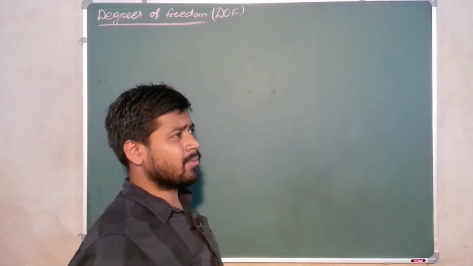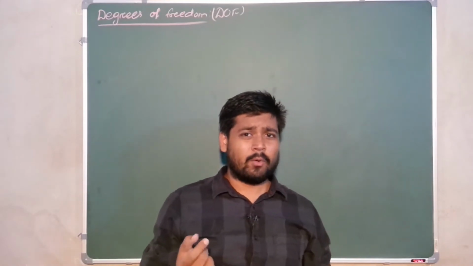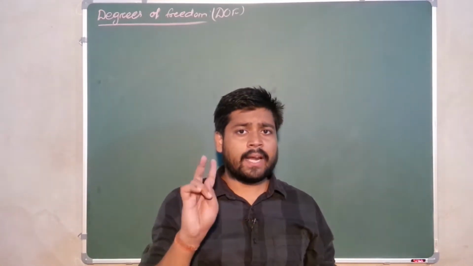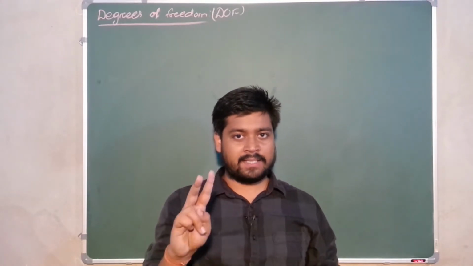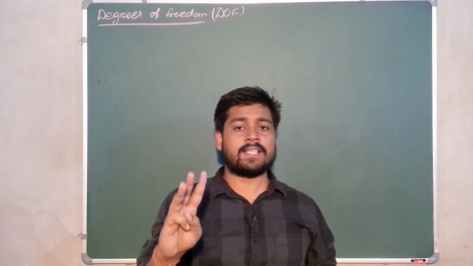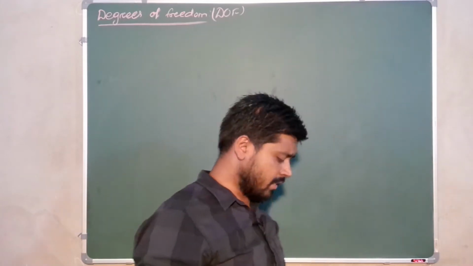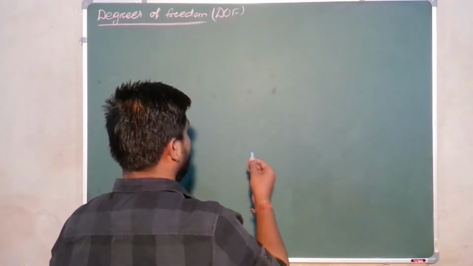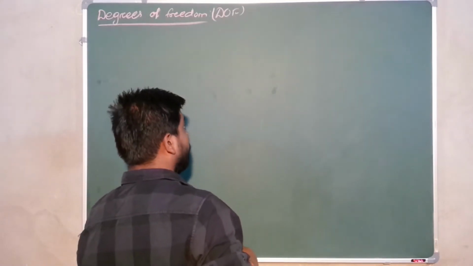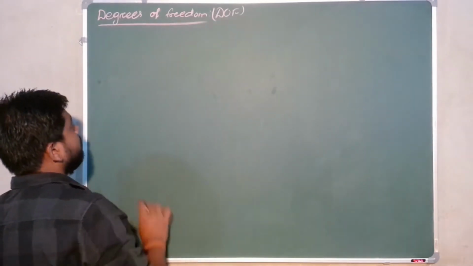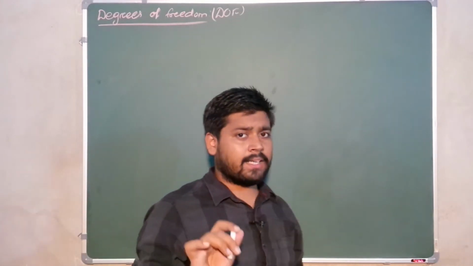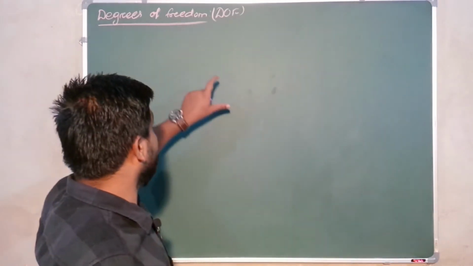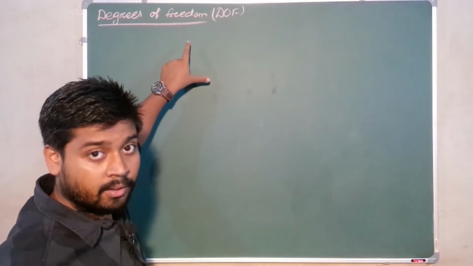In configurational space, if one particle is there, then that has 3 dimensions. If 2 particles are there, that has 6 dimensions. That is, in configurational space, the dimension is 3n if the number of particles is n. Just remember, yes or no? Then just write down the definition of degrees of freedom.